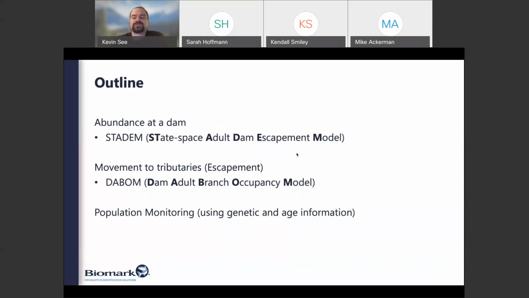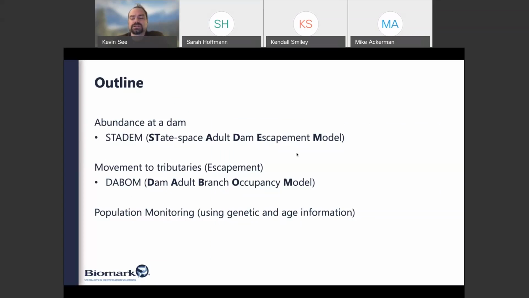Quick outline for today's talk. We're going to spend the first chunk of it talking about a model to estimate abundance at a dam. This is the State Space Adult Dam Escapement Model, or STADM, that we've developed, and we'll walk through the data that goes into that and how that model works and look at a few of the results that come from that.